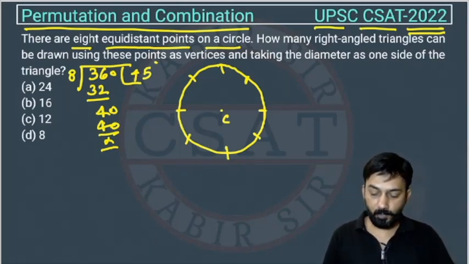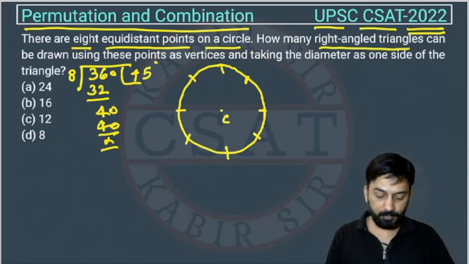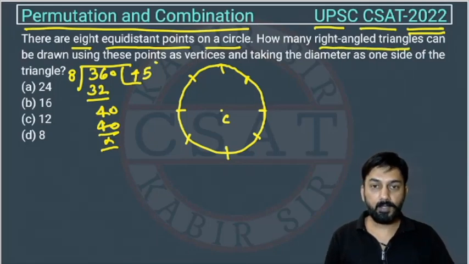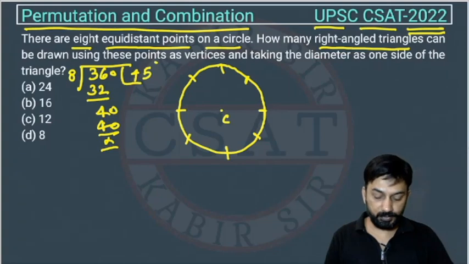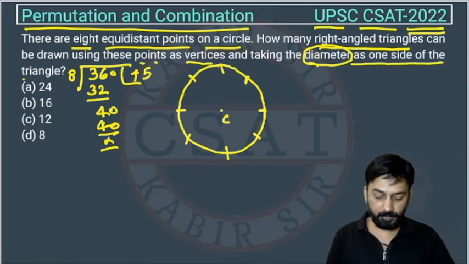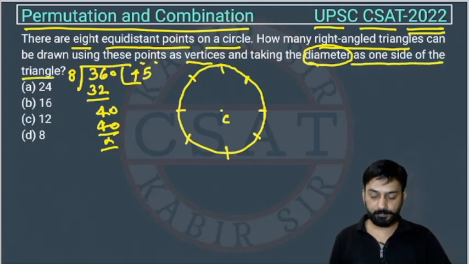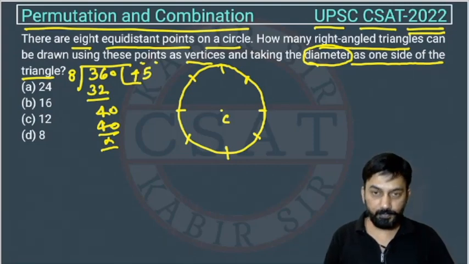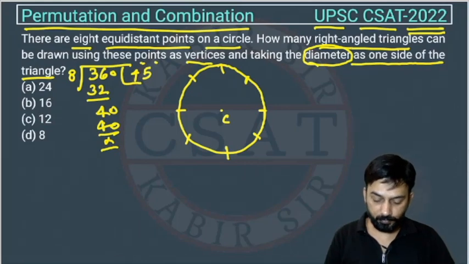Now how many right angle triangle can be drawn? So we have to see that how many right angle triangle can be drawn using these points as vertices and taking the diameter. This is very important. We are taking diameter as one side of the triangle, right? So we have to check the right angle triangle which are formed through diameter. So with these 2 points, we can draw this diameter, right?